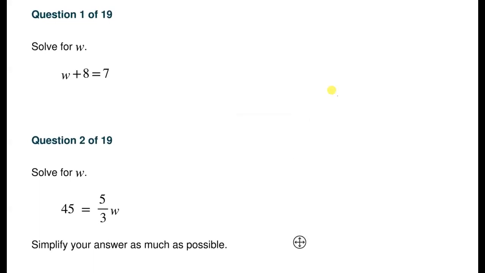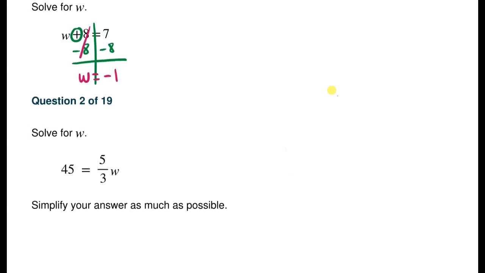All right, we're going to go over problem 1. Solve for W. W plus 8 equal to 7. So first of all, we need to draw the line. We want W by itself. This is positive 8. We're going to do the opposite of positive, which is negative 8. We're going to minus 8 on both sides. Positive 8 minus 8 cancel each other out. W equal to 7 take away 8. You take more than what you have. It's going to be negative 1.